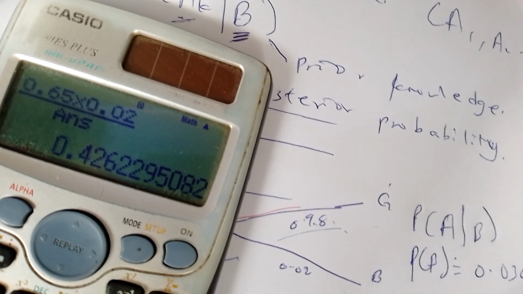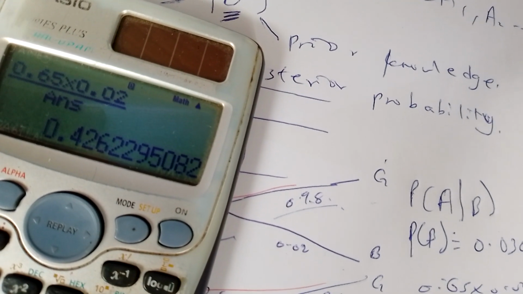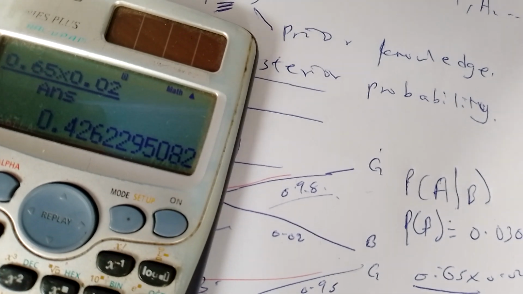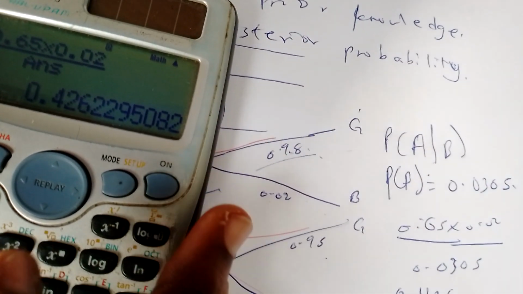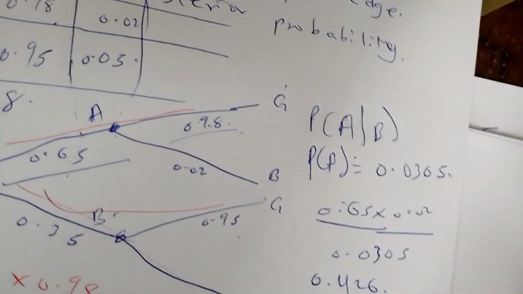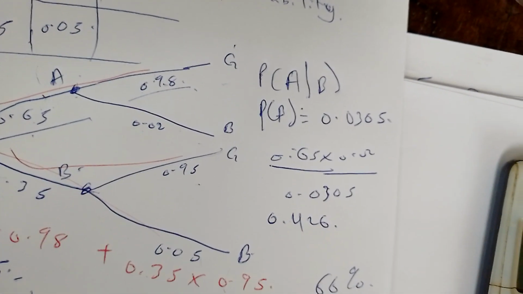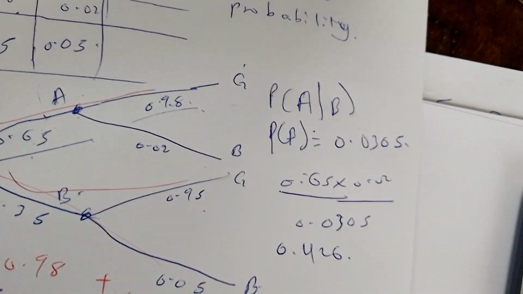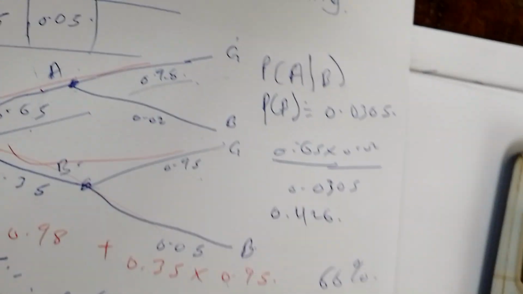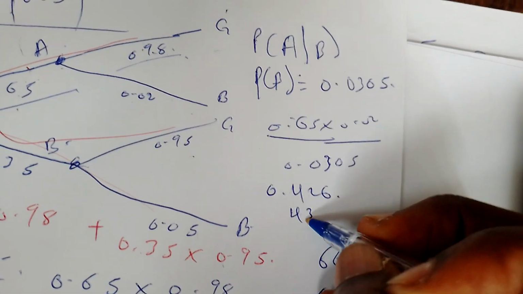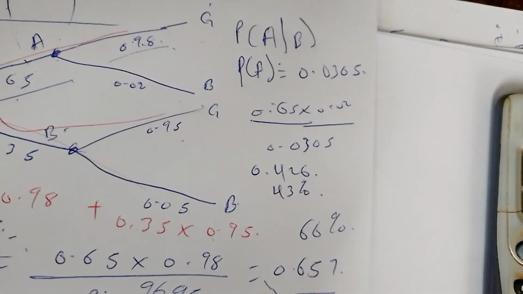Okay, so the probability that you have goods that are bad and it's from supplier 1 is 0.426. So that means that of all the bad goods you'd have, the probability that it is from supplier 1 is 43%. Okay, 43%. Is that making sense? Yeah, I think so.